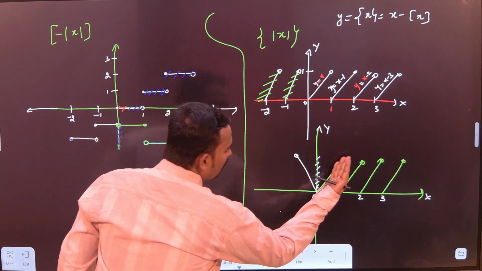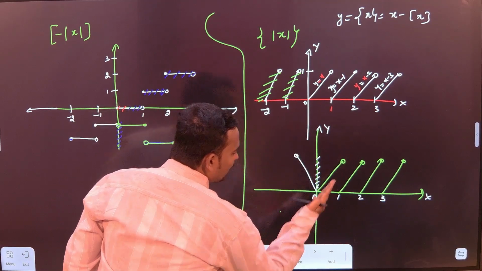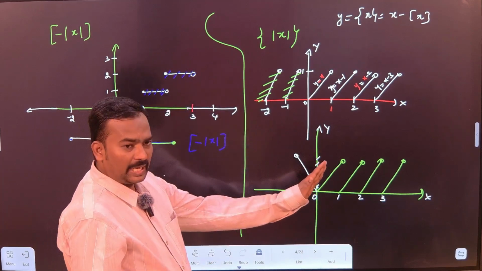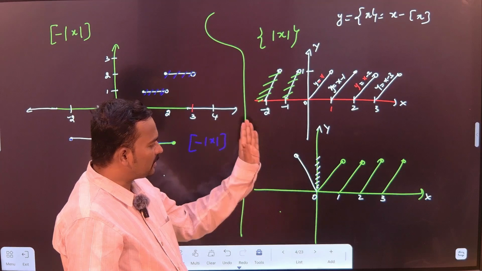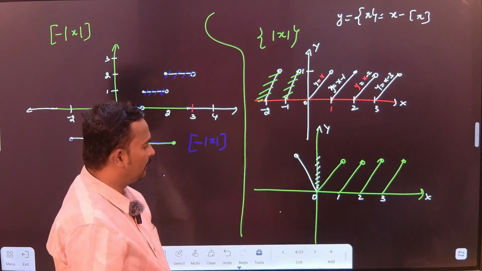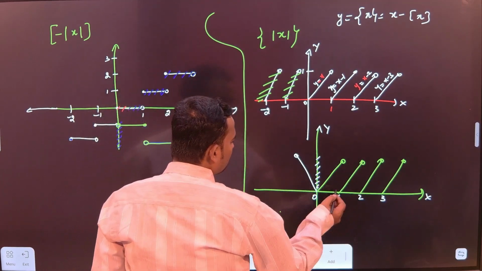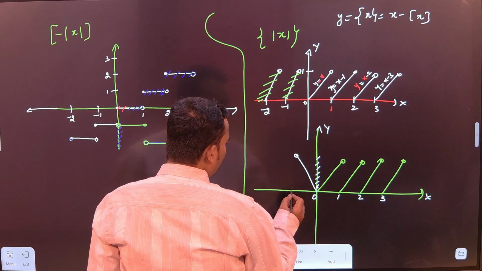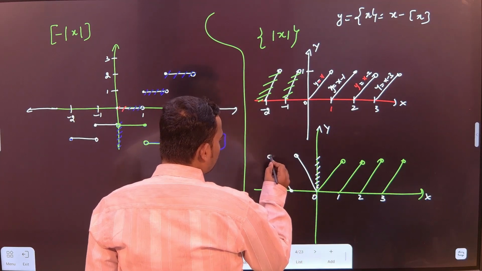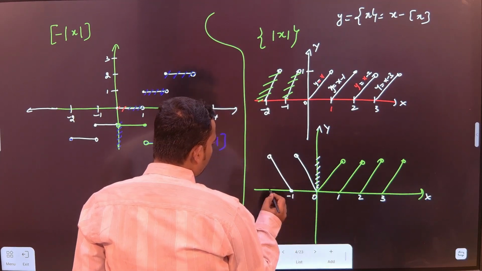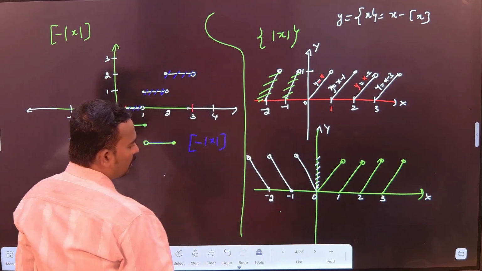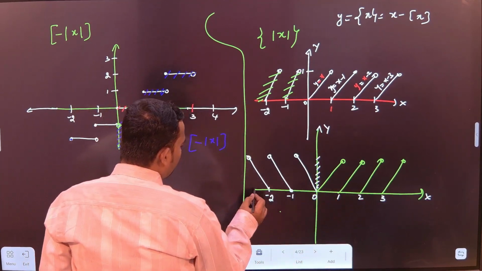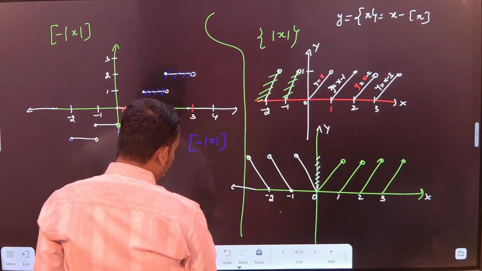Understand? Whatever this graph is there, y is equal to x graph is there, you take the y-axis mirror, it will be y is equal to minus x, right? Then here you can see this graph will be like this. Here minus 1. This graph will be like this. Minus 2. And 3 you can take.